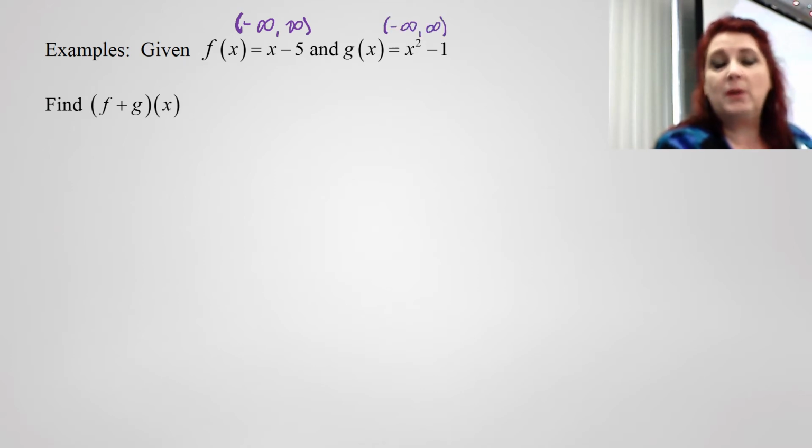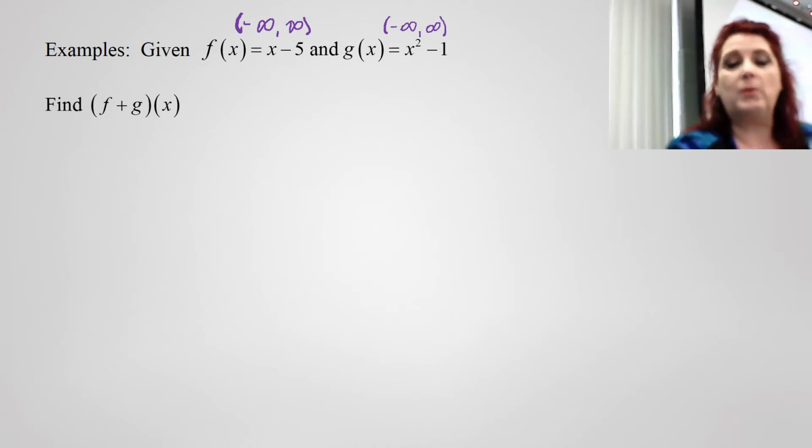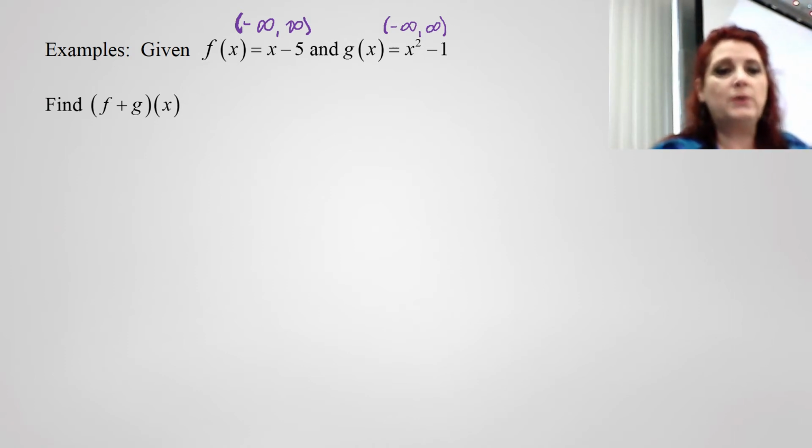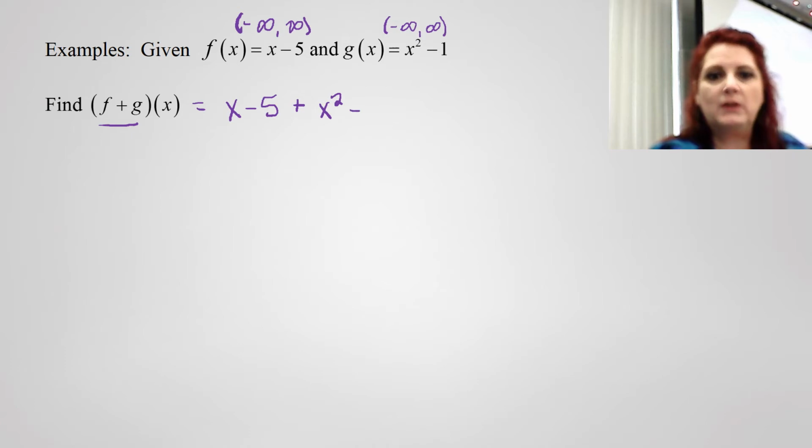So that will not play a part in finding what we're looking for. So when we're going to do f plus g of x, we're going to take what f of x is, which is x minus 5, and we're going to add it to the g of x, and the g of x is x squared minus 1.